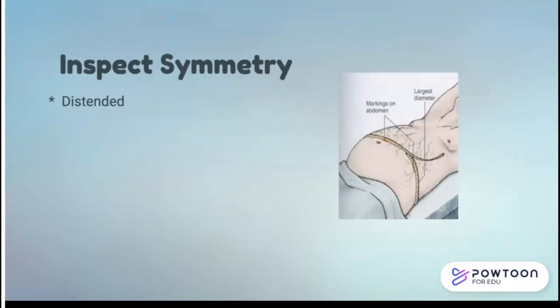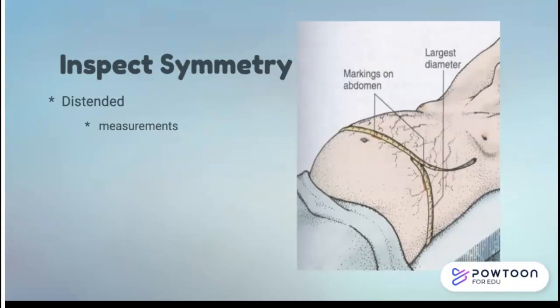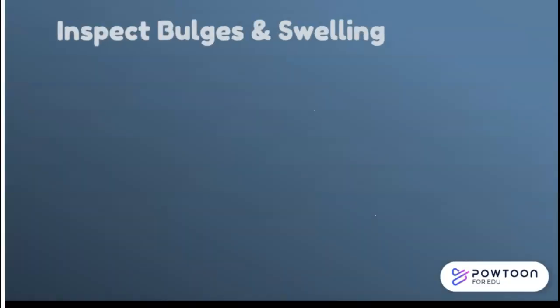Now we're inspecting for symmetry to check to see if the abdomen is symmetrical. We're also going to check for any type of distension. If the abdomen is in fact distended, you may need to take measurements. This is common with liver patients. Please make note of the umbilicus as well, whether it's central, inverted, or protruding.